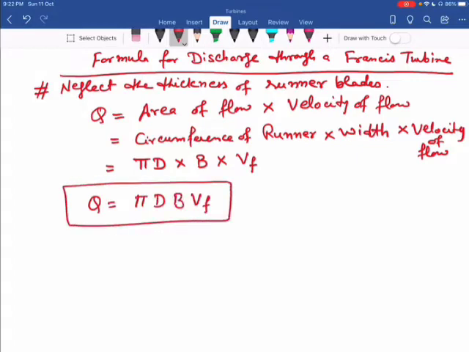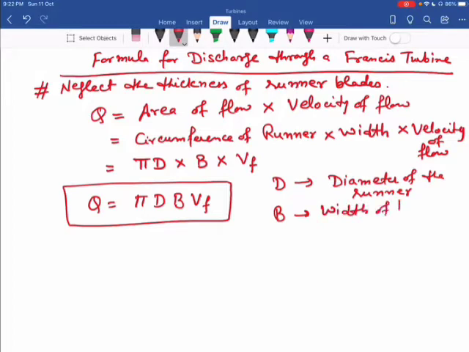Where d is the diameter of the runner, b is the width of the runner, and vf is the flow, or you can say the velocity of flow, or flow component of velocity. So that gives you the formula for discharge.